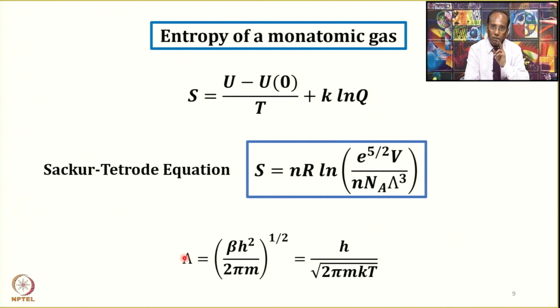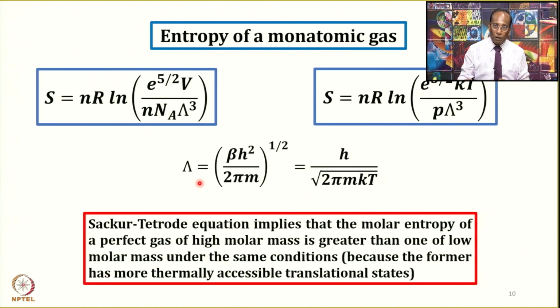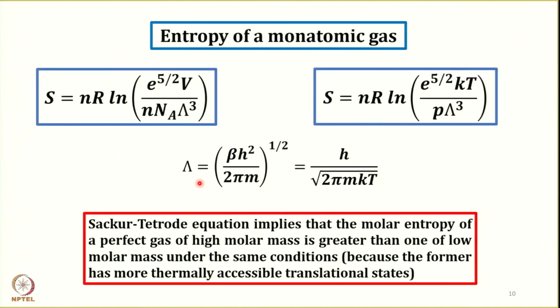This expression is called the Sackur-Tetrode equation. So remember this equation, the Sackur-Tetrode equation, which allows you to connect entropy with the volume, with number of moles, and with the thermal wavelength. Fine, we have this expression. Now, this expression is in terms of volume.